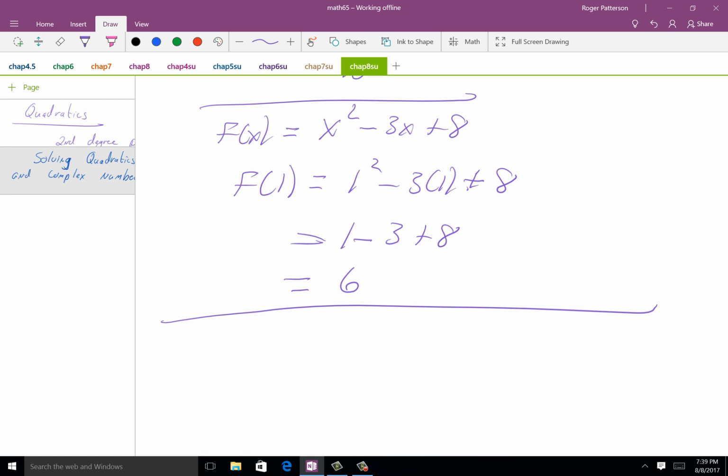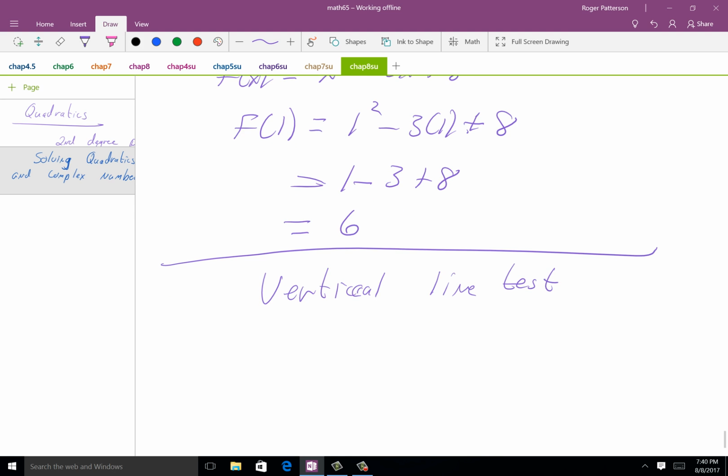So the vertical line test, there we go, vertical line test. Only got to write a few more things here. Pen, come on. The vertical line test will tell you whether a graph is a function or not.